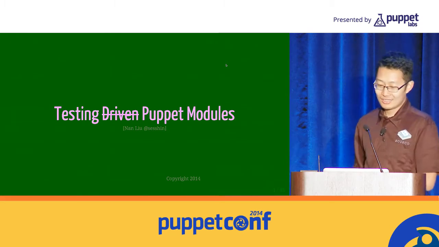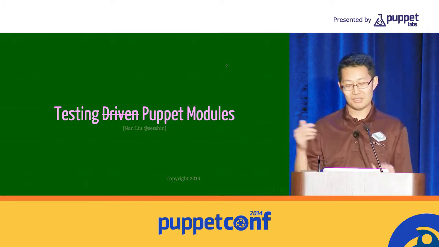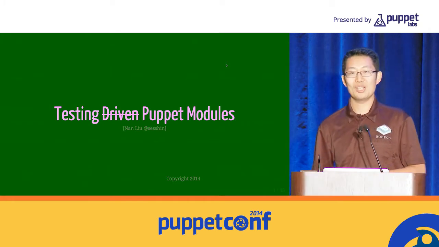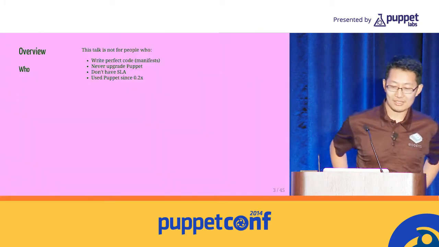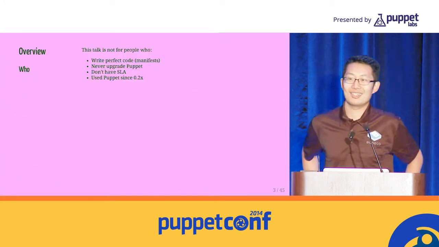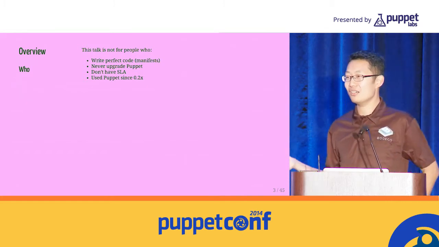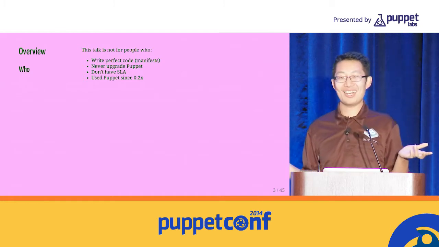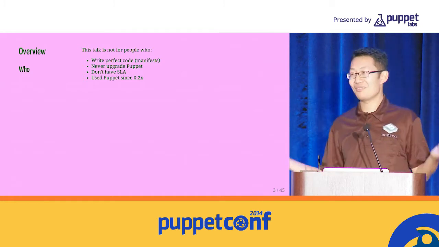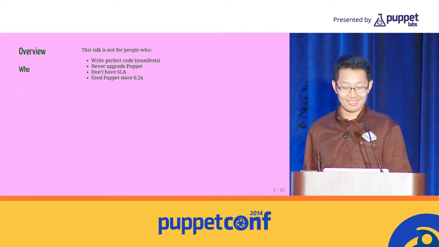And this is on the opposite spectrum. I think this is going to be an introductory to intermediate talk about how you develop and write Puppet modules and Puppet manifests. So let's take a look. And I'm going to reiterate, this talk is not for people who write perfect code. If you write code and it runs the first time, you don't need this talk. If you never had to upgrade Puppet, if you run a version of Puppet that works for you and you never have to upgrade it, you don't need this talk.